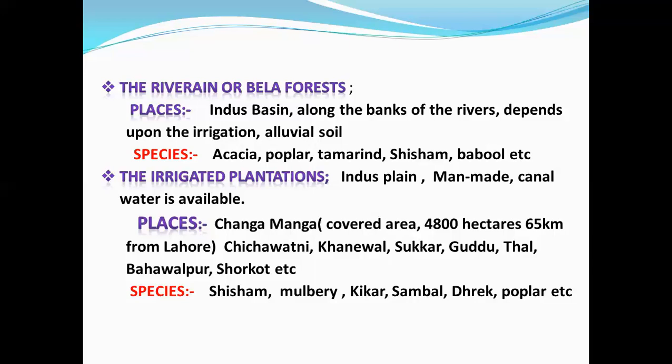The main species of this type of irrigated plantation are shisham, mulberry, kikar, sambal, drake, poplar, etc.